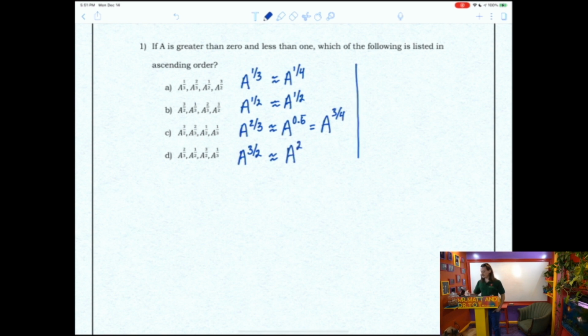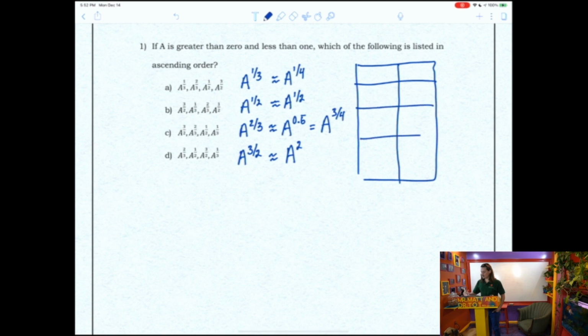Now, let's draw out a conceptual chart and see what would happen if the number were greater than 1 as opposed to in between 0 and 1. First, let's hypothesize if A were greater than 1. If A is greater than 1 and we took the 1/4 power, remember that is the same thing as the 4th root. So A to the 1/4 power is the same thing as the 4th root of A, and A to the 1/2 power is the same thing as the square root of A.